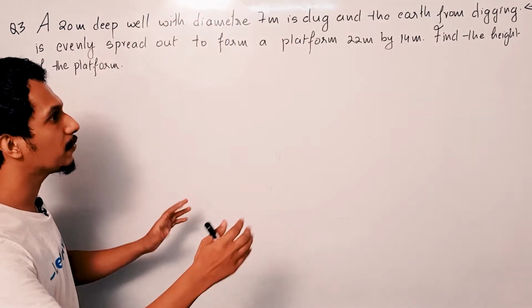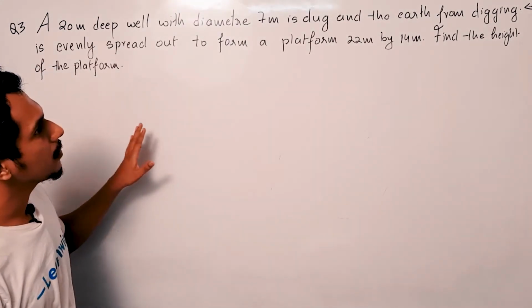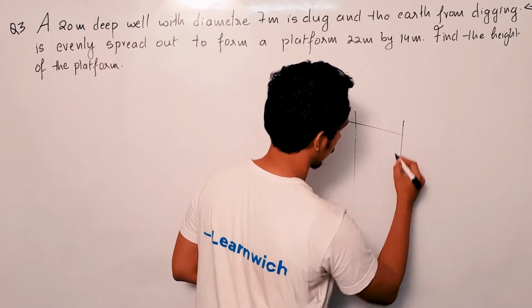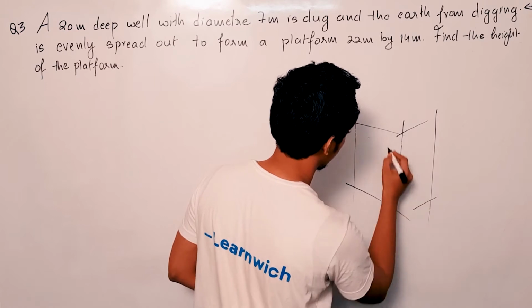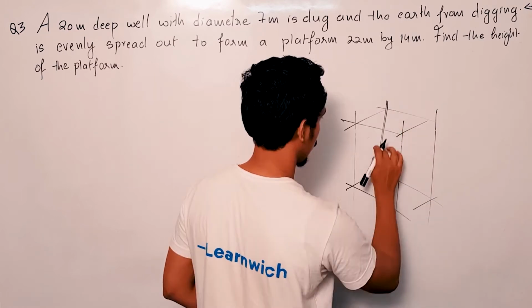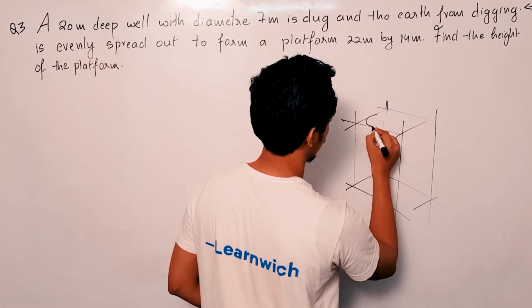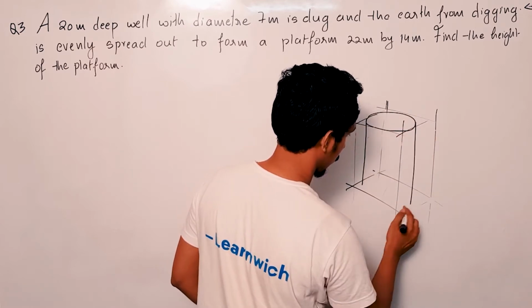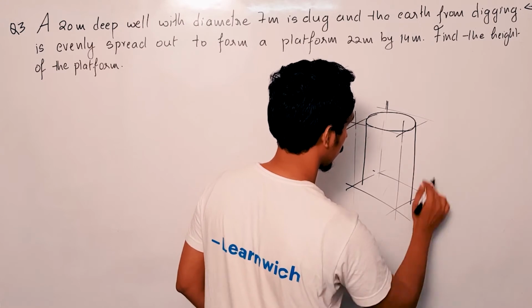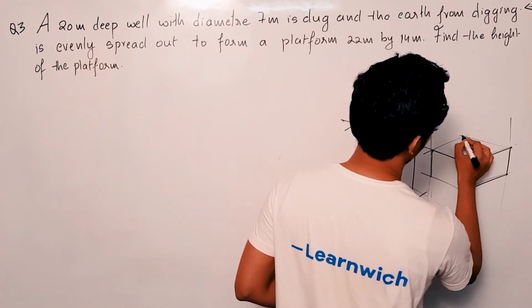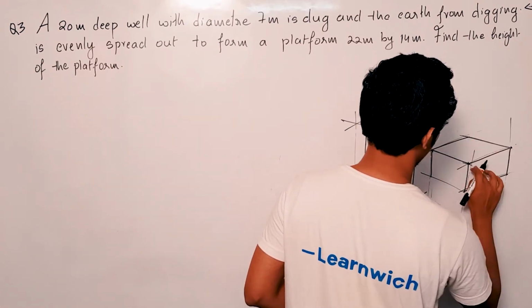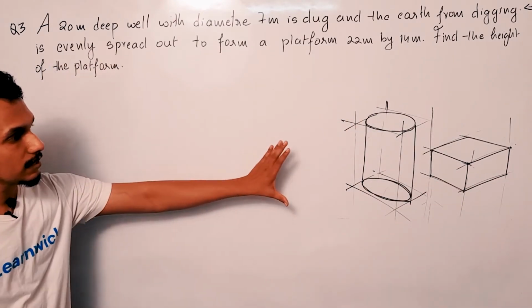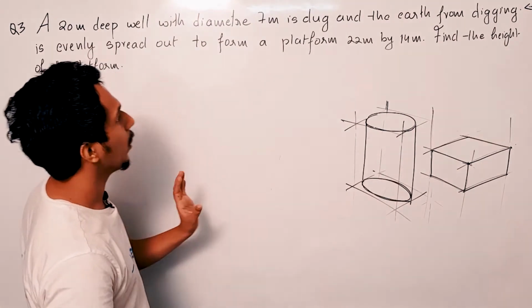No, the platform is in the shape of a cuboid. So let's see, there is a cylinder first. Okay, so here is a 20 meter deep well.